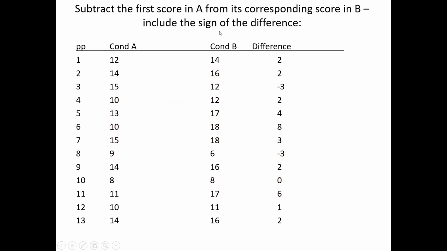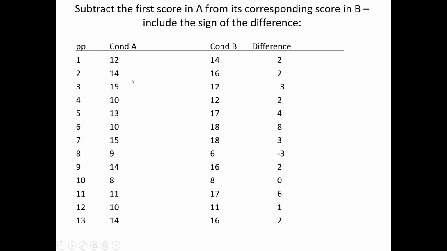So this is what we do, right? 12 from 14 is 2. 14 from 16 is 2. 15 from 12, oh my gosh, it doesn't go. Well, no, it doesn't, so we put minus 3, etc. So you will end up with a list here, a nice column of differences between A and B.